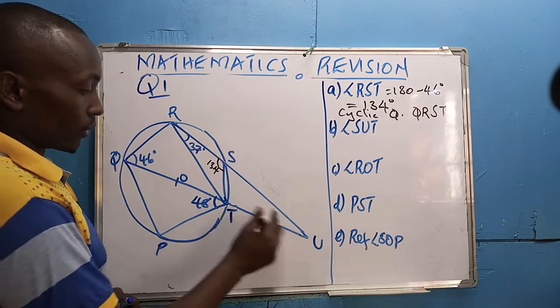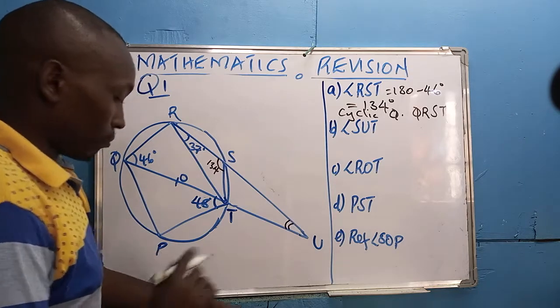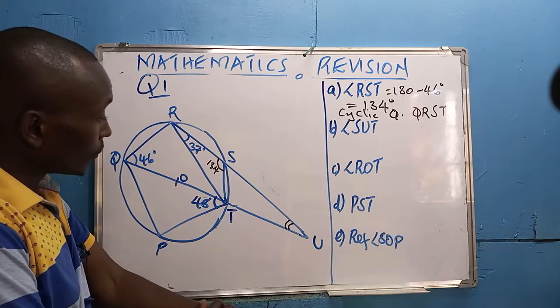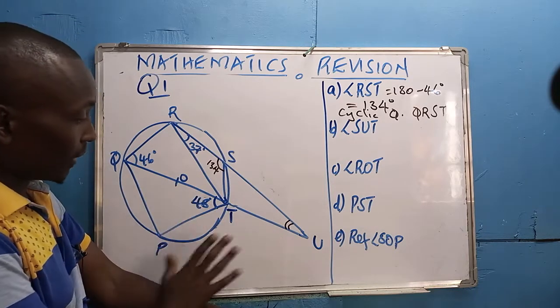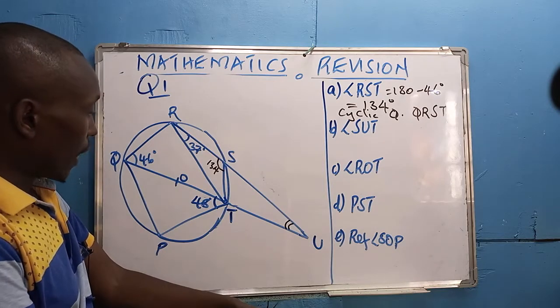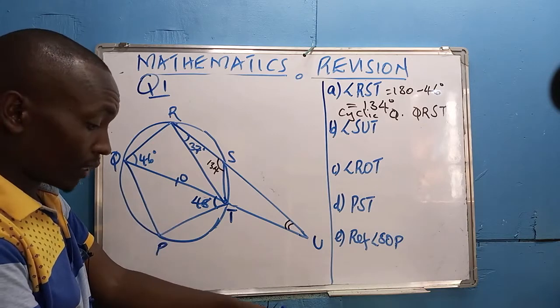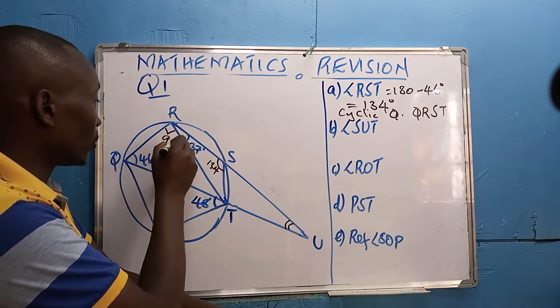SUT. Yes, we find this angle. Now, here you need to think deeply and widely how to get this angle. You try as much as possible to connect the property that will give you the third. Remember, QT is the diameter. It is passing through the center. So automatically this angle is 90 degrees.